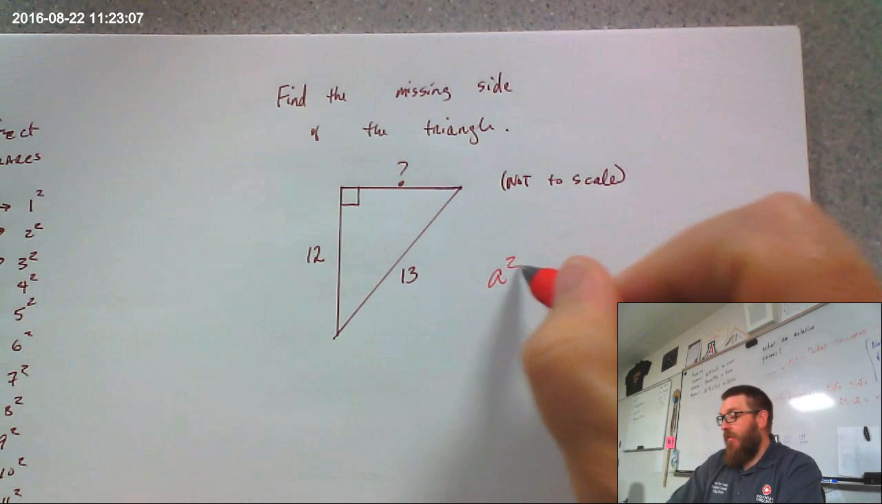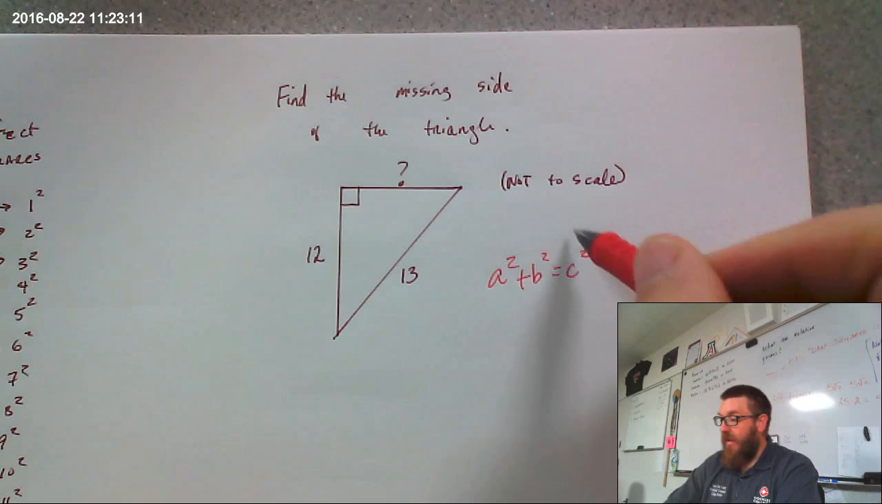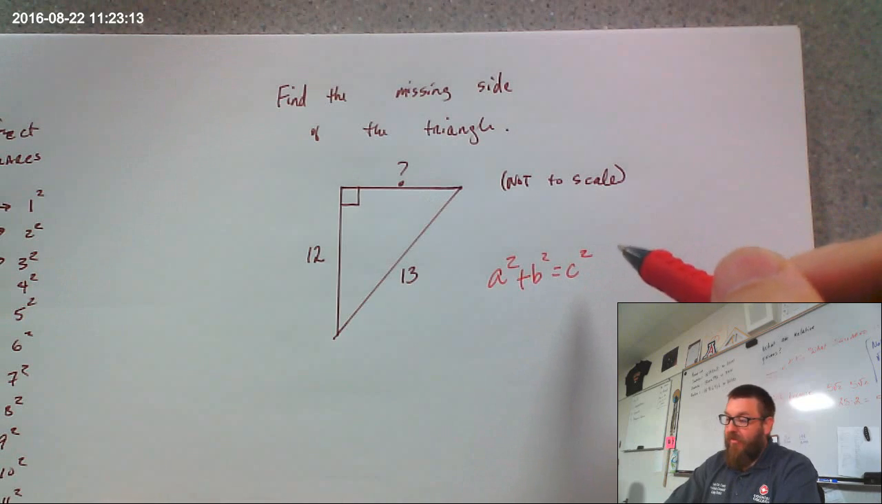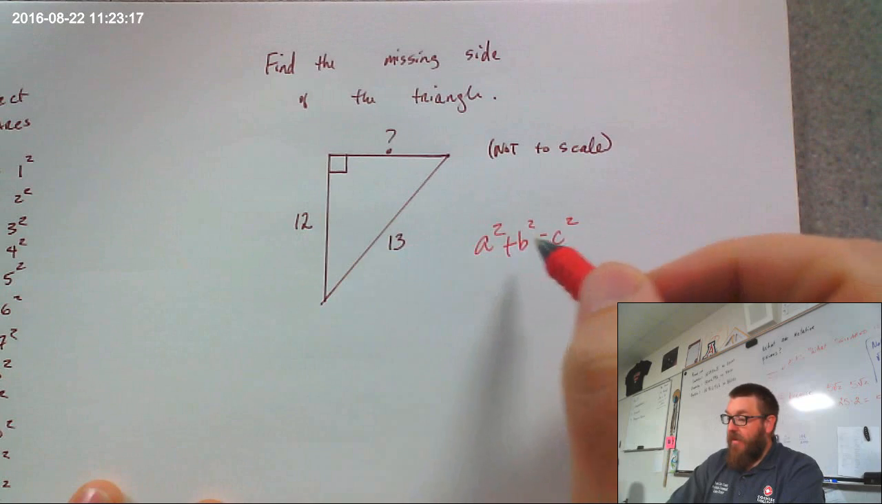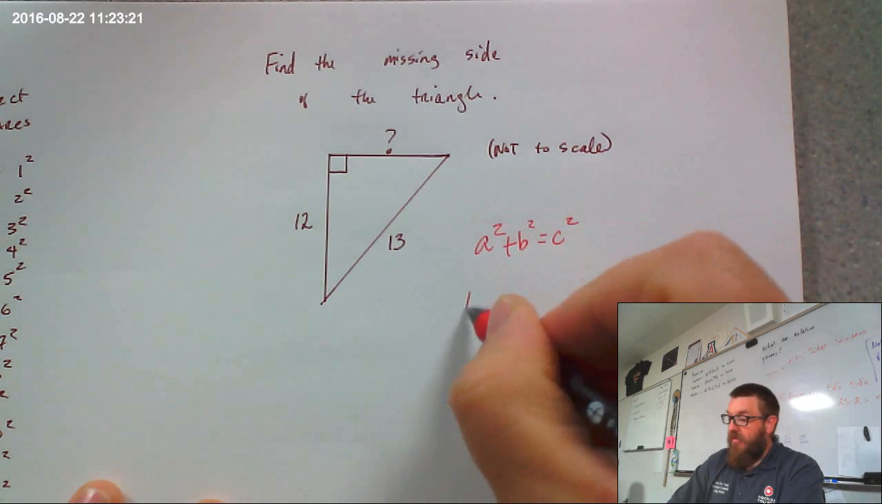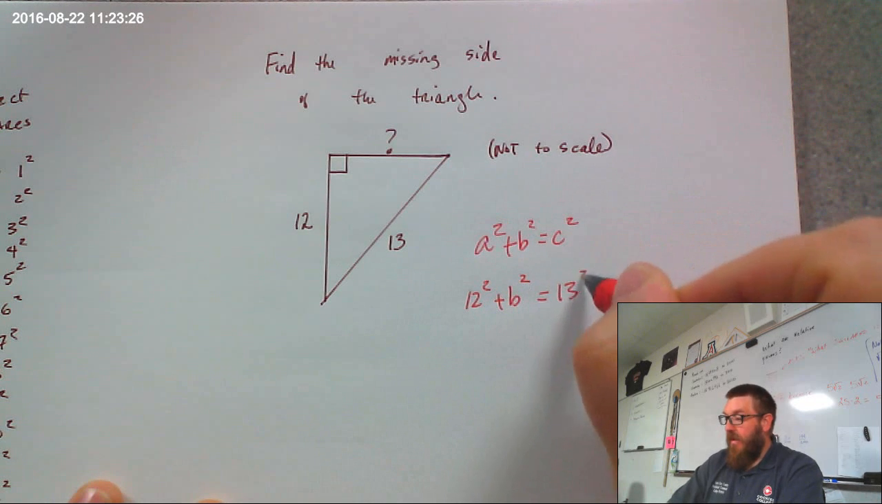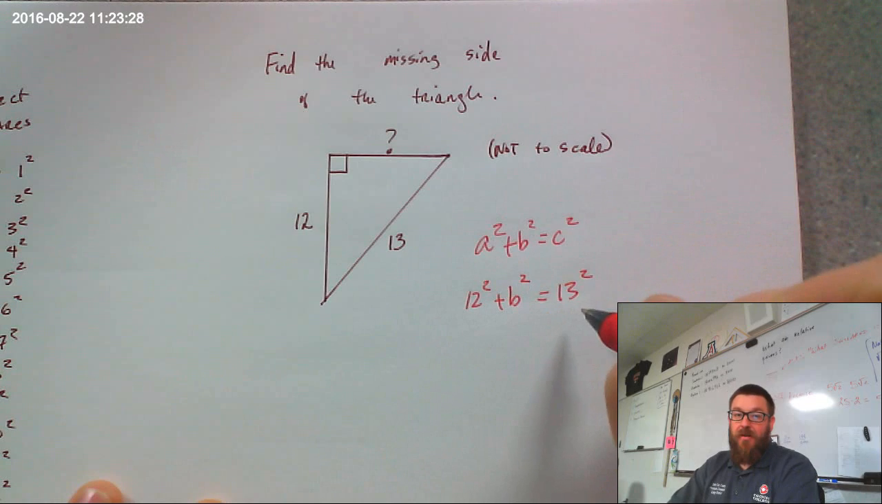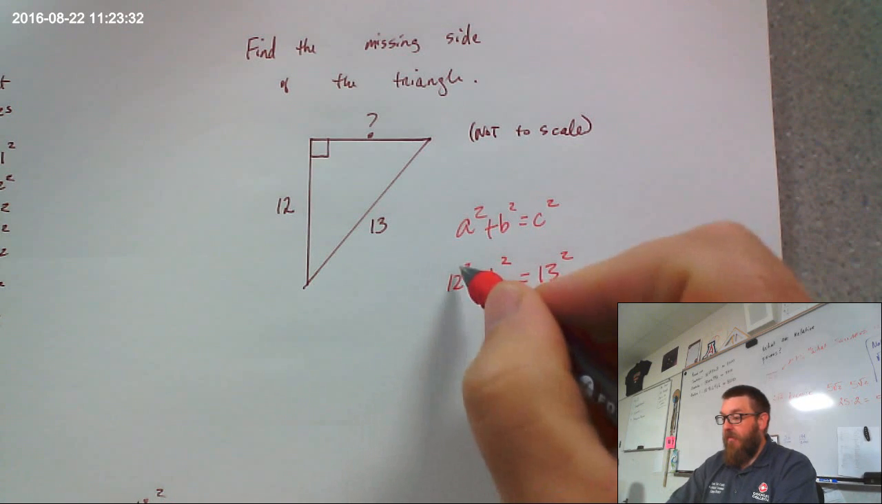Alright, number one mistake that people make when they first start with this is they want to put the missing side right here as C. But C is always the hypotenuse. So it doesn't matter which one of these two sides I make A or B. So either way, this is how you do it. A squared plus B squared equals C squared. Just plug in your numbers, and then we're going to simplify this.